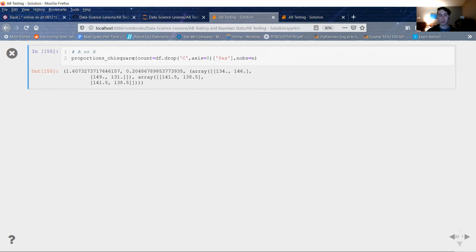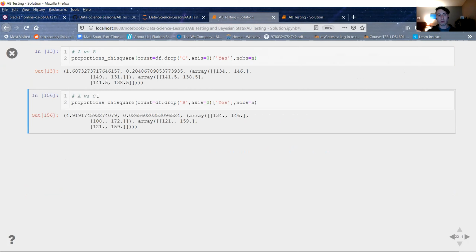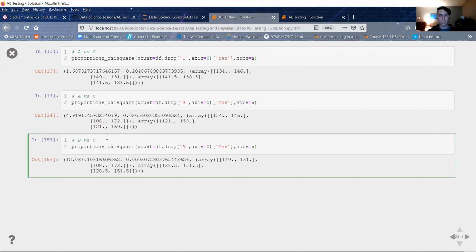So now if we run chi-squared for each pair, so in the first one we're doing just A and B, so we're dropping C from our data. If we run that, and then we can do the same for A versus C, we just drop B out of the data frame, and then the same for B versus C. So what you get back here, the first value is the chi-squared statistic, and then the second is the p-value. So if we look at these p-values, we can see that only the last one is less than that 0.016 of the adjusted alpha.